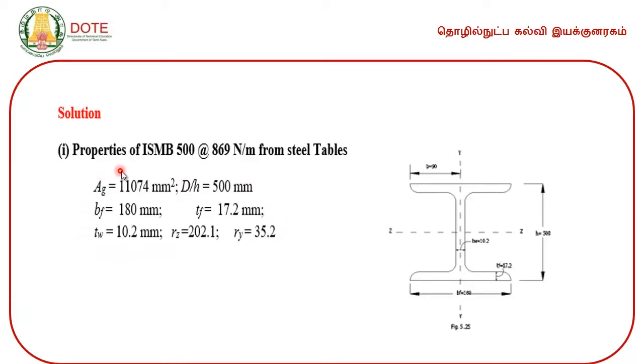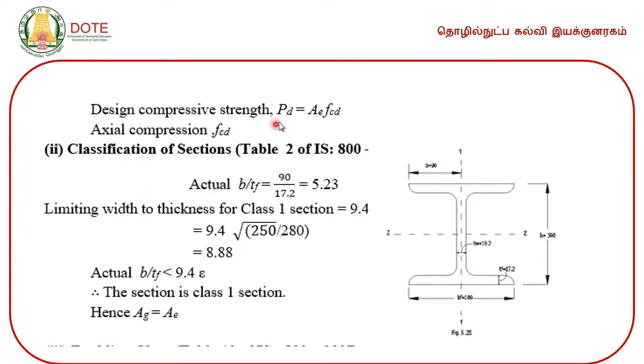First, from the steel table, we have to pick all the values of the geometrical properties required to design the compressive strength, namely Ag, D or H, Bf, Tf, Tw, Rz and Ry, etc. This is the formula to find the design compressive strength, and we are checking the classification of the section, and it is found to be class 1.